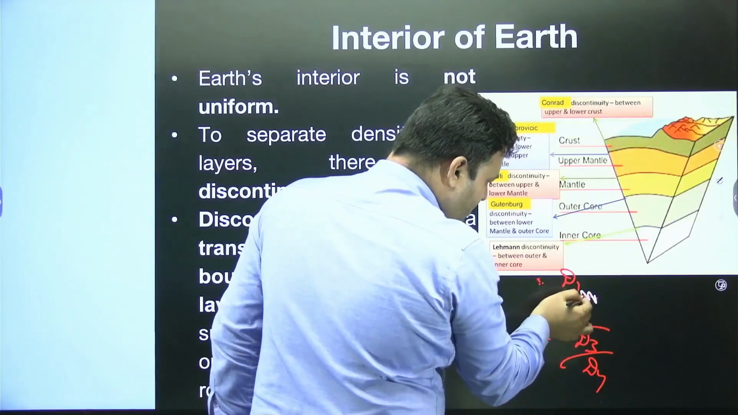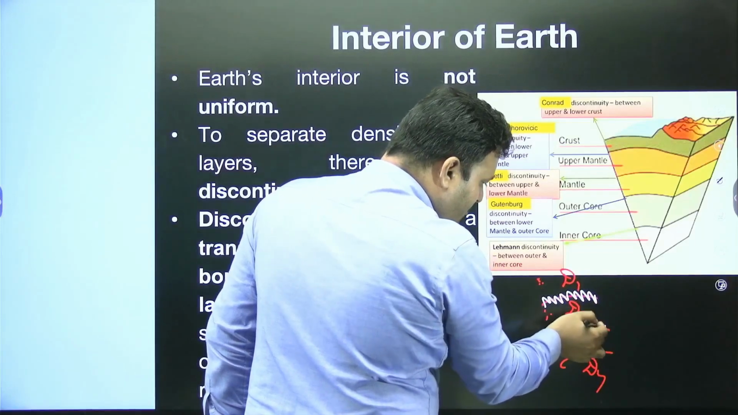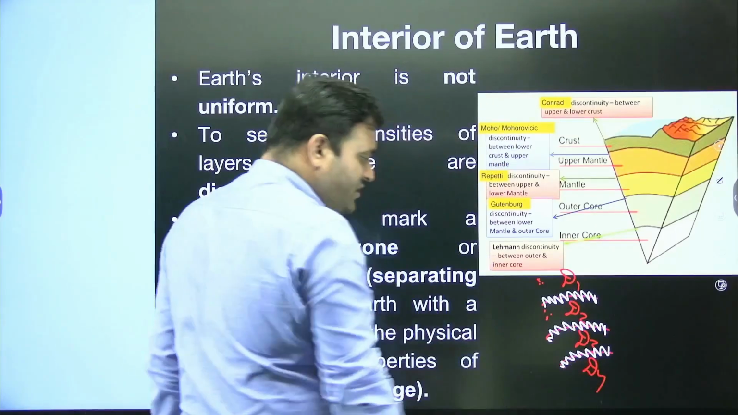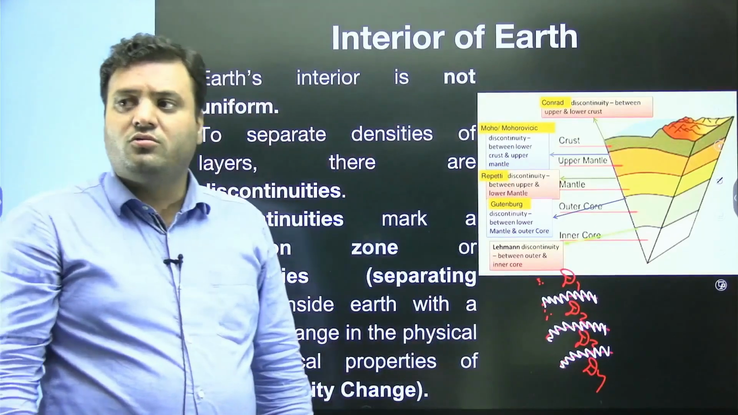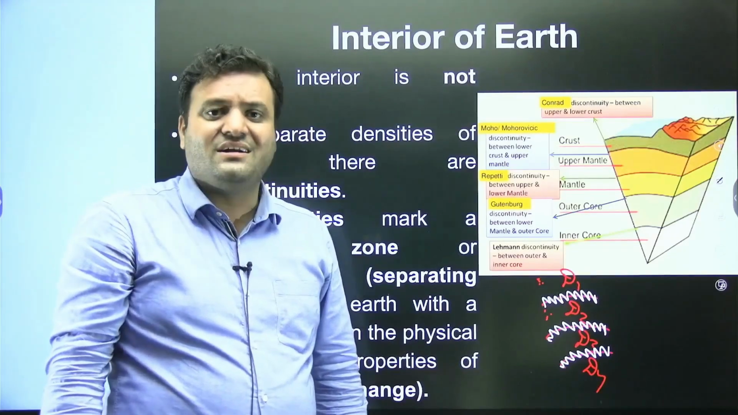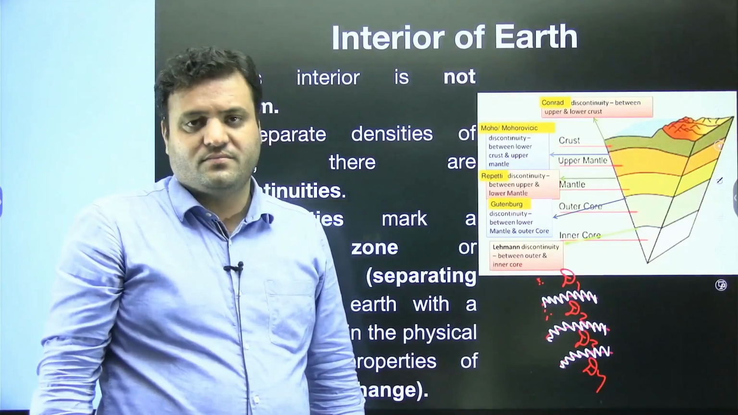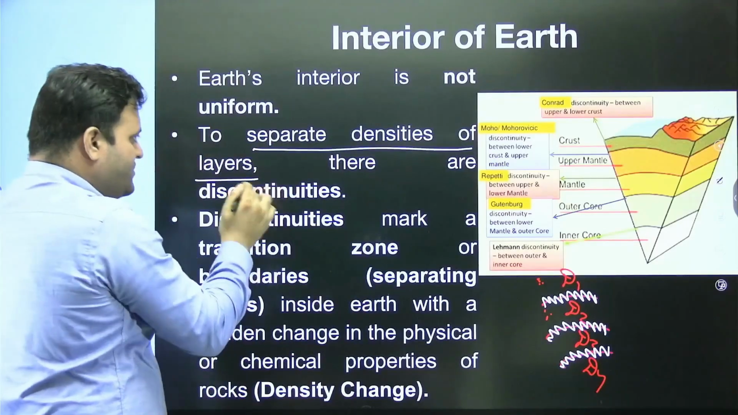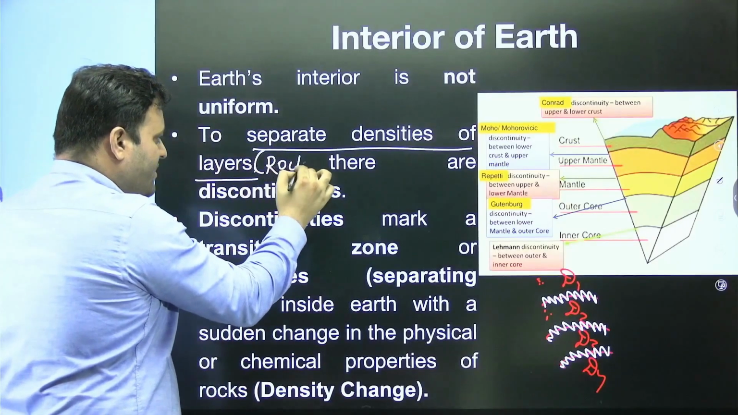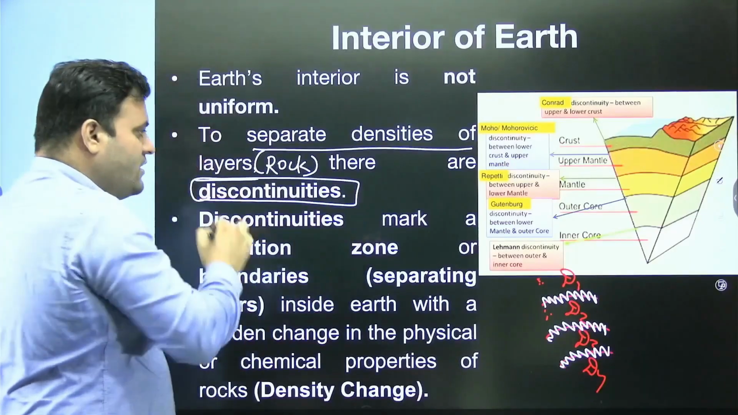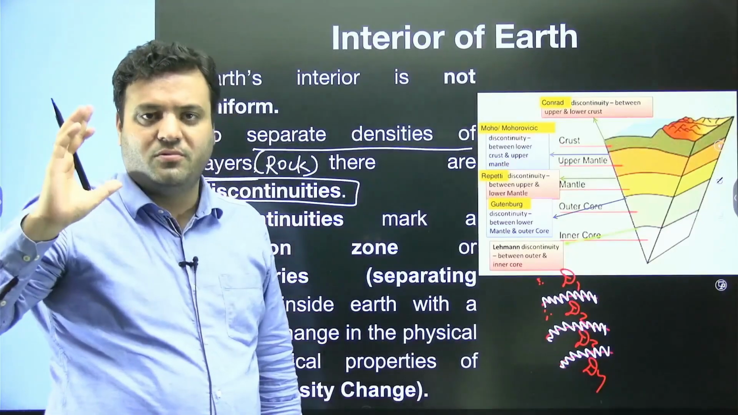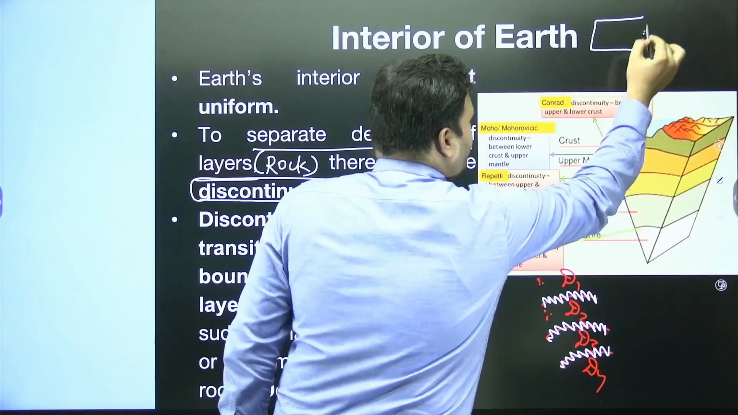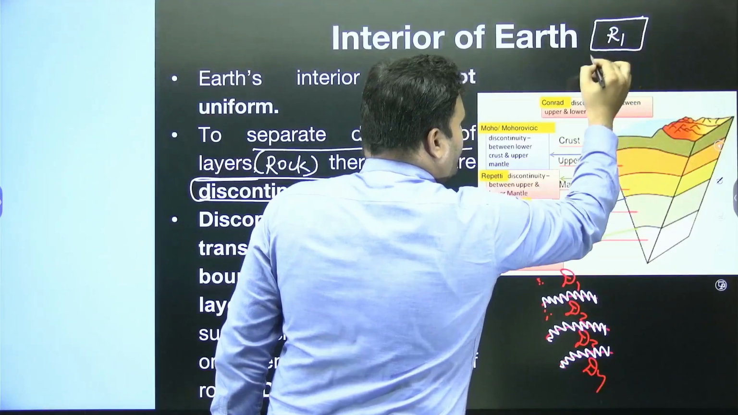So this would be known as what? Discontinuity. A transition zone which actually separates two different densities, or two rock layers of different densities. To separate densities of layers, or rocks, there are discontinuities. Suppose we have one rock. Say we have one rock. Here we have a second rock.